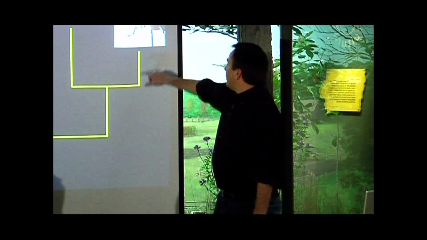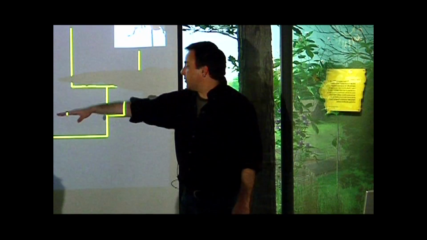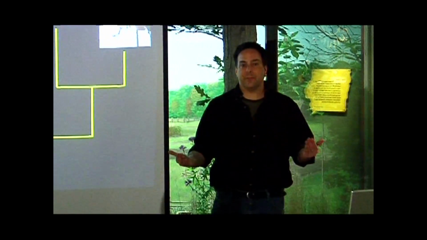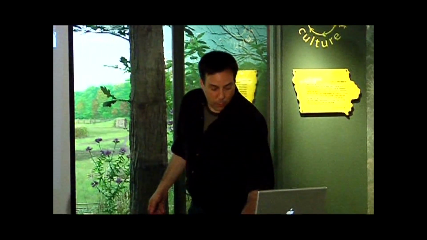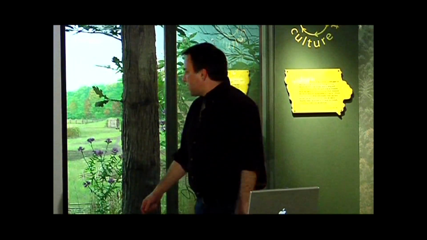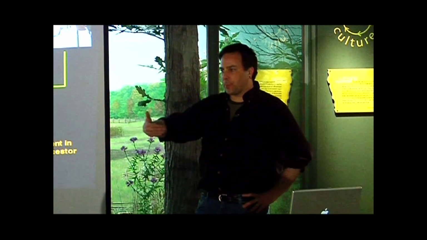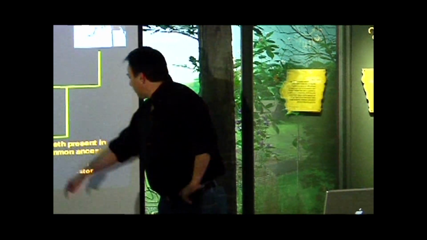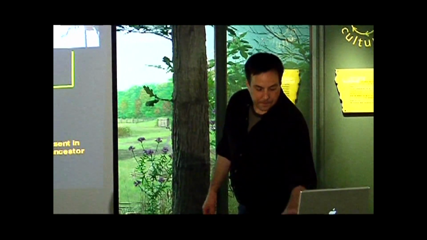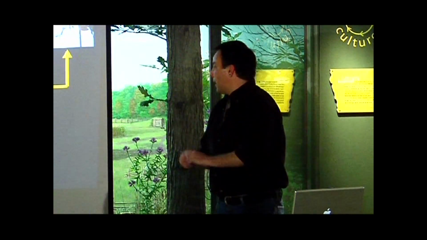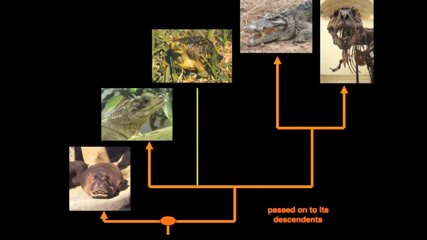What we know is that dinosaurs, crocs, lizards, mammals, for the most part, do have teeth. Okay? What we would assume is that these teeth were present in their last common ancestor. We don't necessarily know that for sure, but we would assume that because it's easier to assume that than to assume that each of these lineages independently evolved teeth. That's just a simpler assumption, and for the most part, this holds out. So we assume that teeth were present in this common ancestor, and that this feature was then passed on to all of this ancestor's descendants.